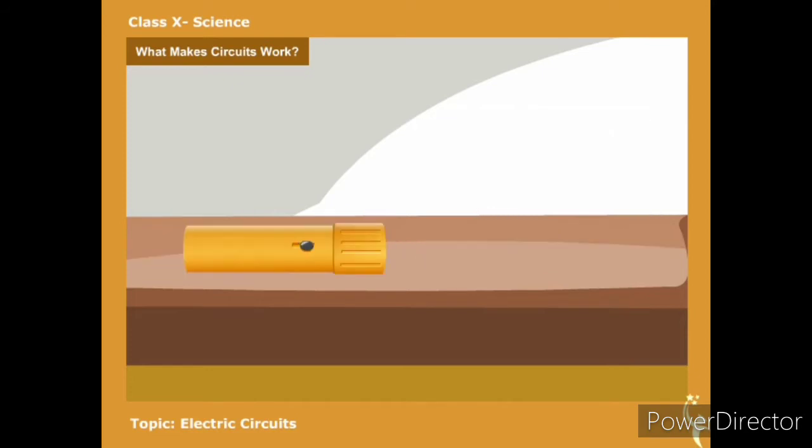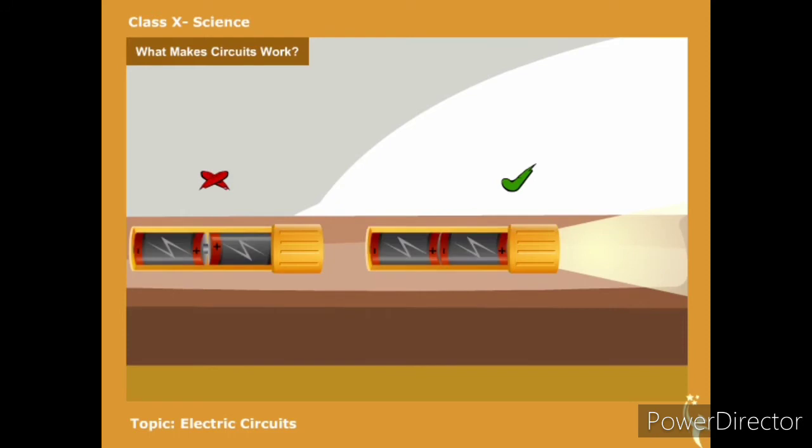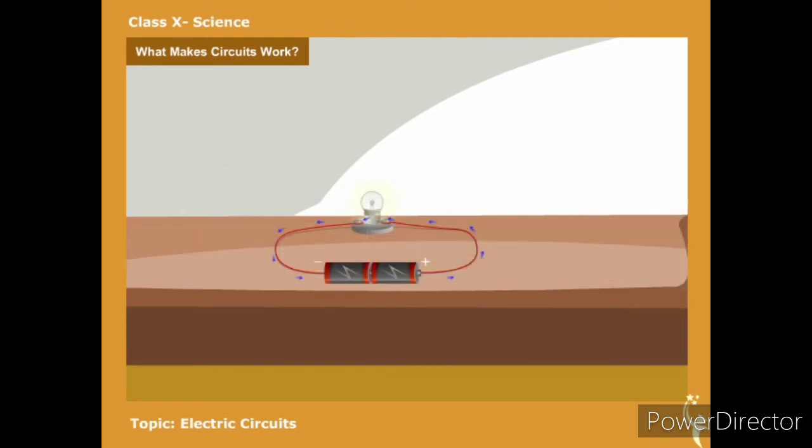Perhaps as a child you noticed that the torch didn't glow when you changed the cells, but an adult easily set it glowing. What he did was to reverse the direction of one of the cells and the torch bulb glowed. This shows that the way in which the cells are arranged is important. If more than one cell is used in a circuit, remember to connect the cells in such a way that the positive terminal of one cell is connected to the negative terminal of the other cell.